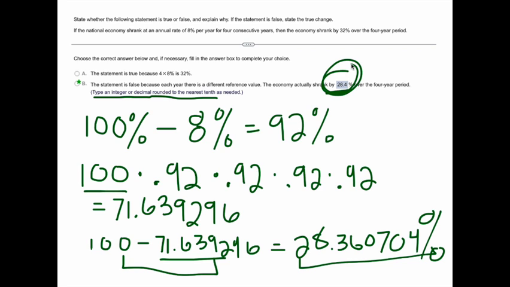Now, you want to multiply it for each year. So if this said for a 3-year period, you would only multiply that 0.92 3 times. So you can see that overall for the full 4 years, we didn't actually lose 32% or go down by 32%. We actually went down a little bit more because when we take a percent of a base that's changed, it's a little bit different.